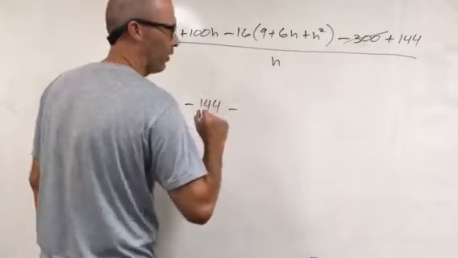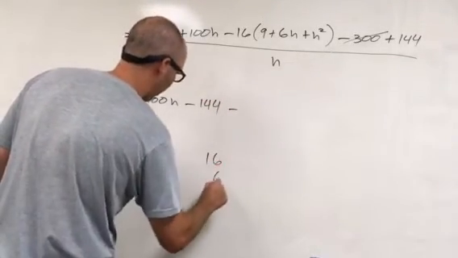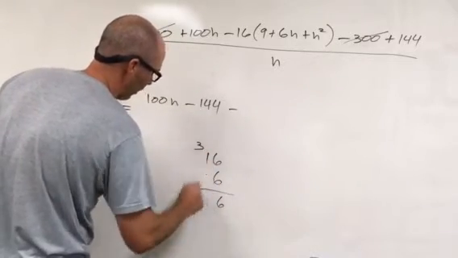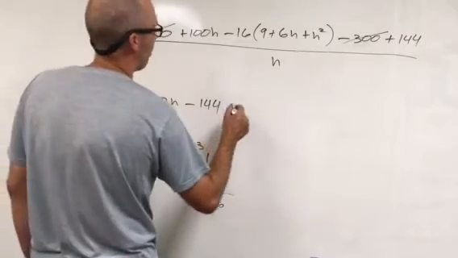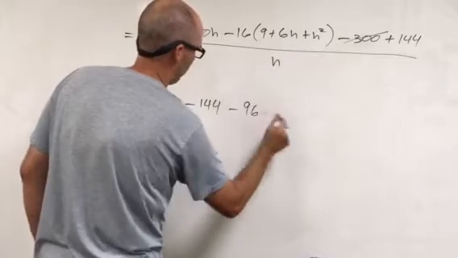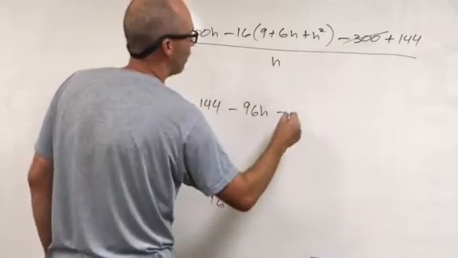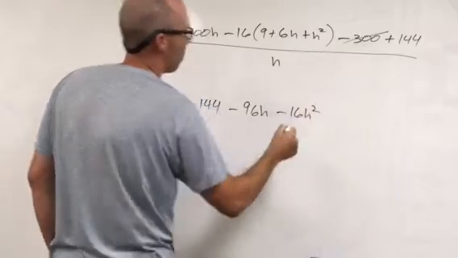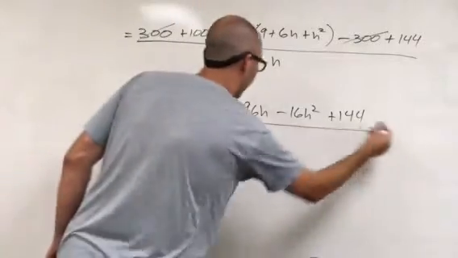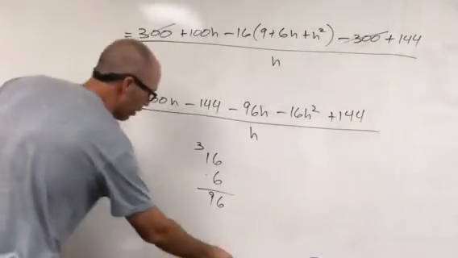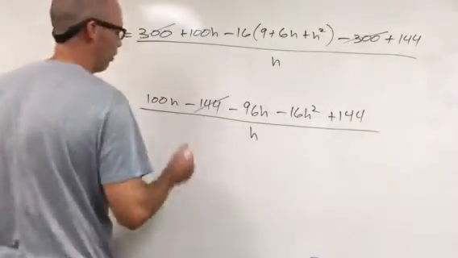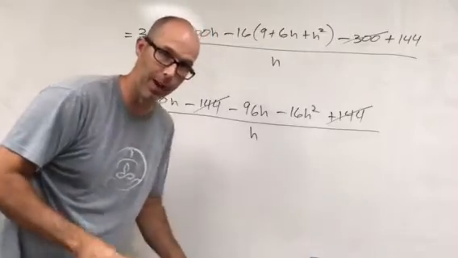Minus 16 times 6. Let's see, what would that be? All right, let's do 16 and 6 here. That's 96. Minus 96h, oops, minus 16h squared, plus 144. All of this again is over h. Oh look at that, 144 goes away. I honestly didn't know that was going to happen, but it's nice.